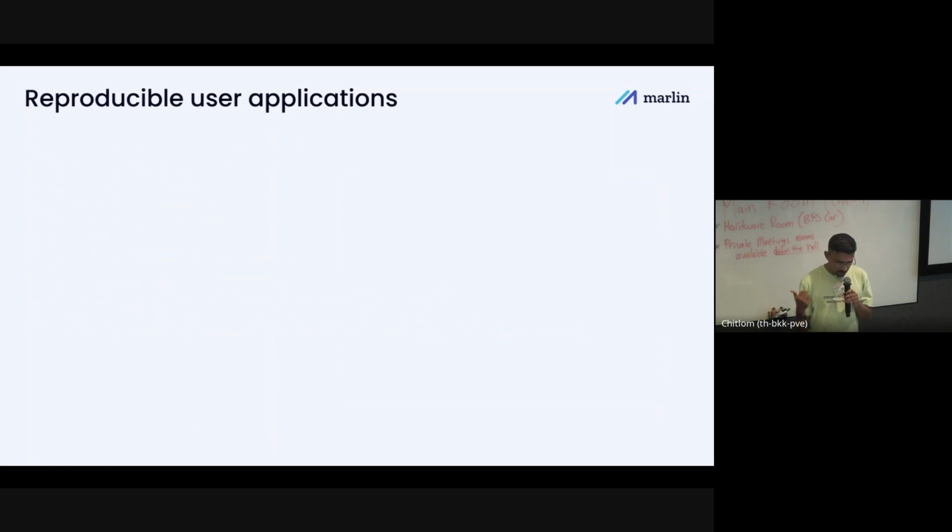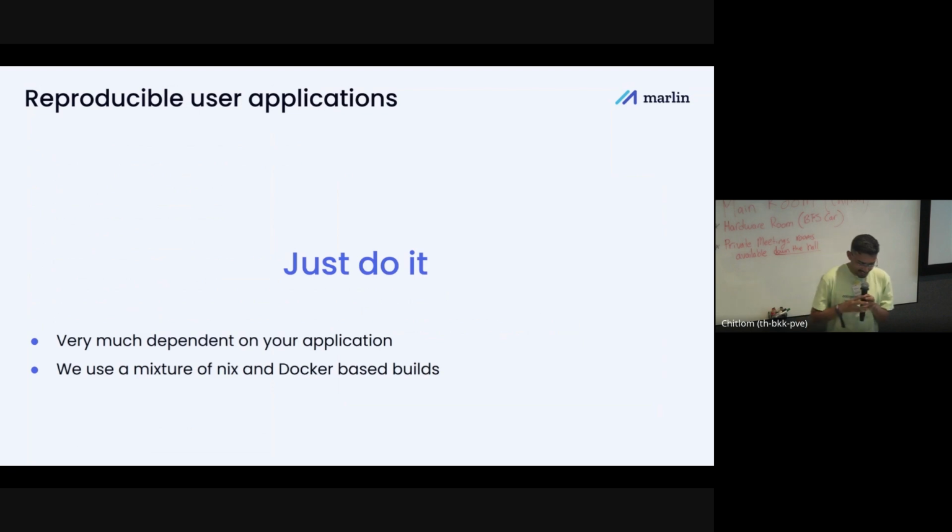First one is how to make your own applications reproducible. Unfortunately, this is something you just have to go and do yourself, mainly because it's very much dependent on your application and your stack and how it all works, right? For us, we use a mixture of Nix and Docker-based builds, and happy to elaborate if you want. But this is something you're just going to have to figure out for yourself.